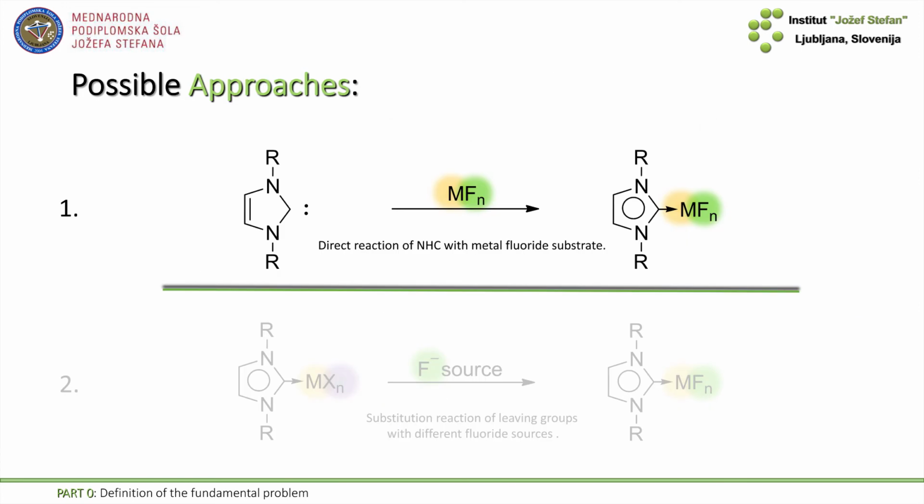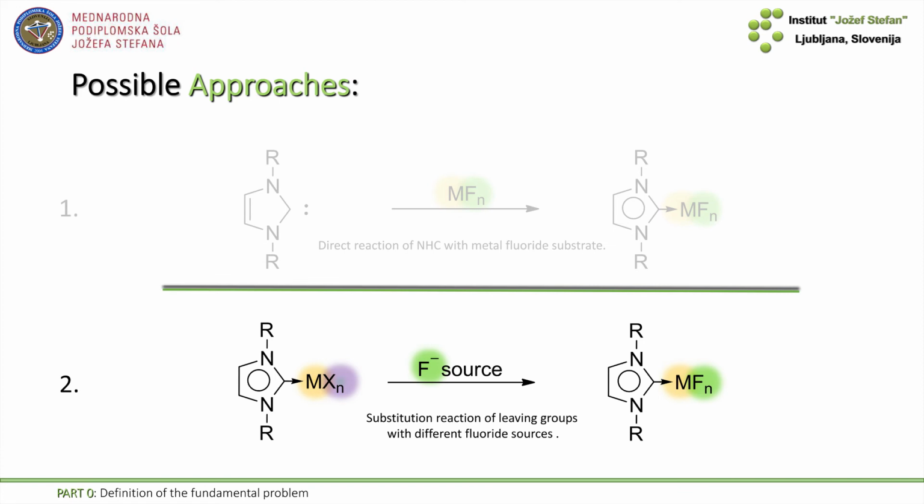And we envisioned two possible approaches. The first one is direct reaction of N-heterocyclic carbene with metal fluoride that would yield the desired complex. Or in the second one, to prepare different N-heterocyclic carbene coordinated metal complexes with different leaving groups, and then try and perform substitution of these leaving groups with fluoride ligands.